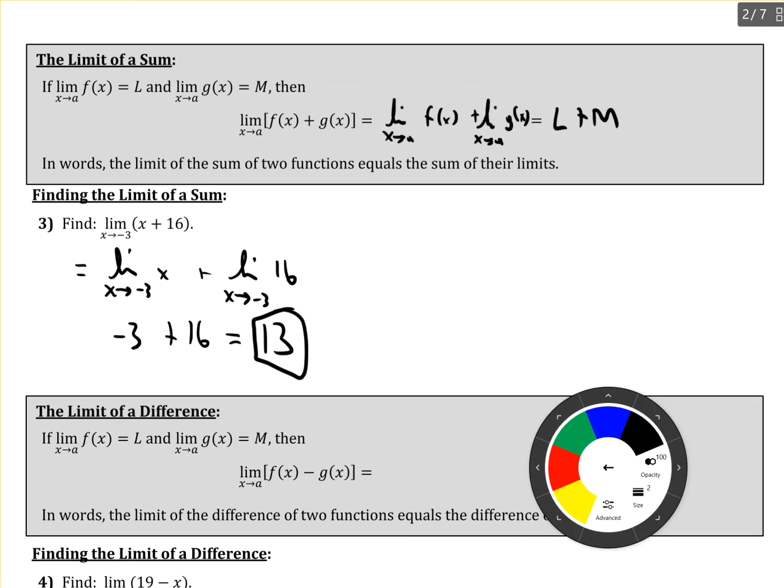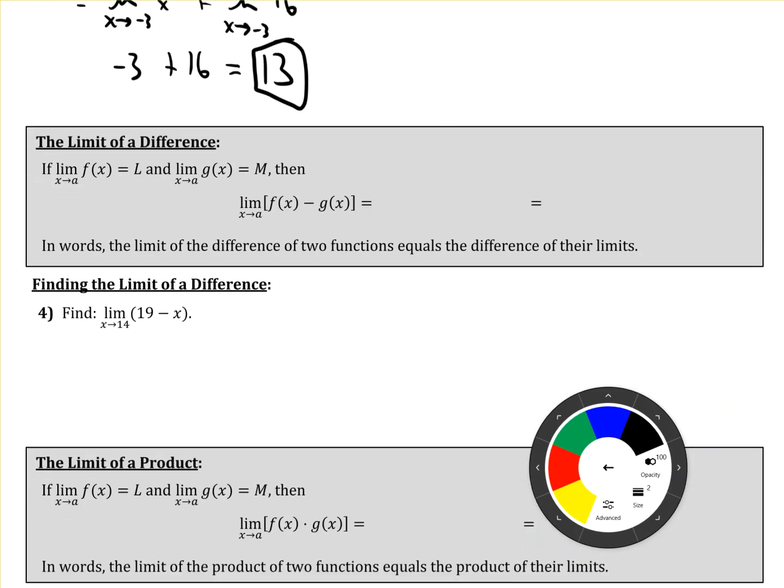Now, whatever works for sums works for differences, because subtracting is just adding the opposite. So I can do the limit as x goes to a of f of x minus the limit as x approaches a. My arrows are terrible today, it looks like.